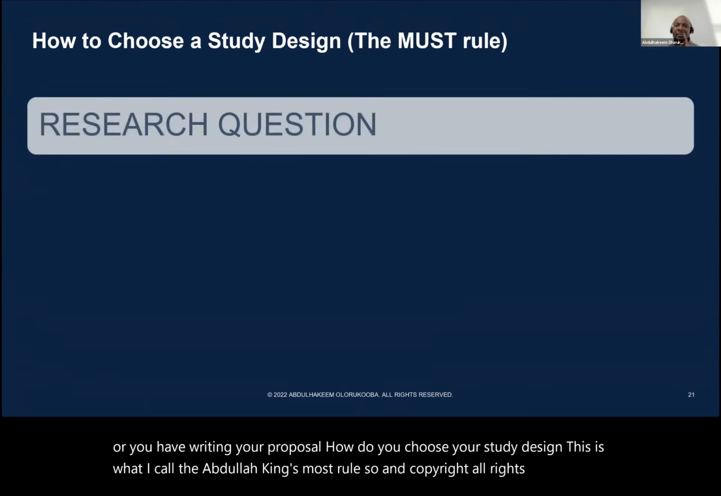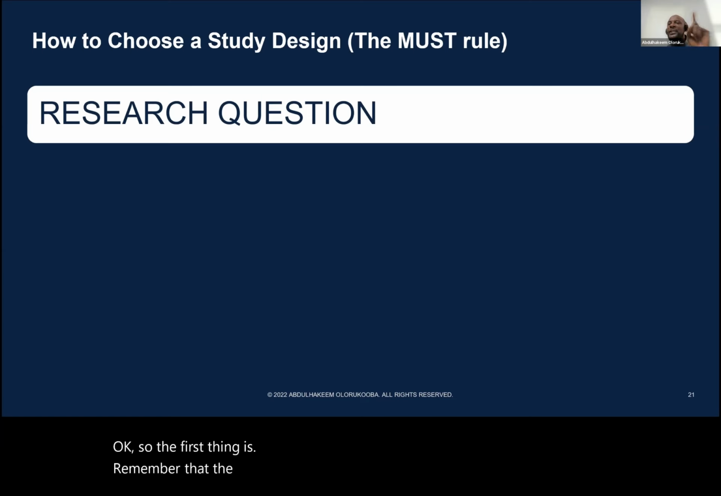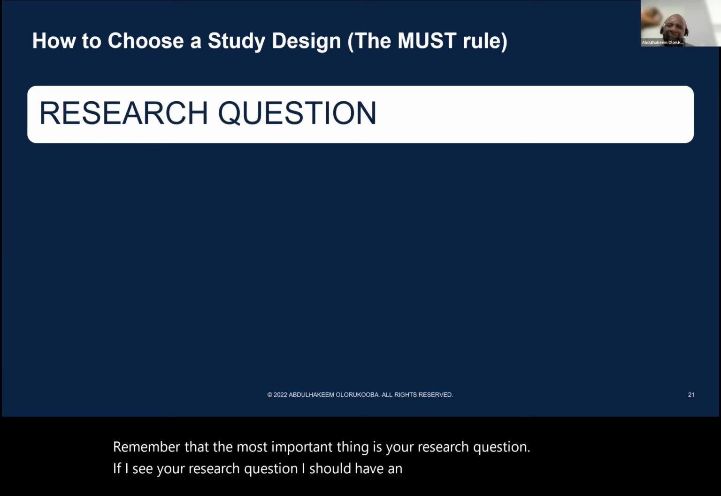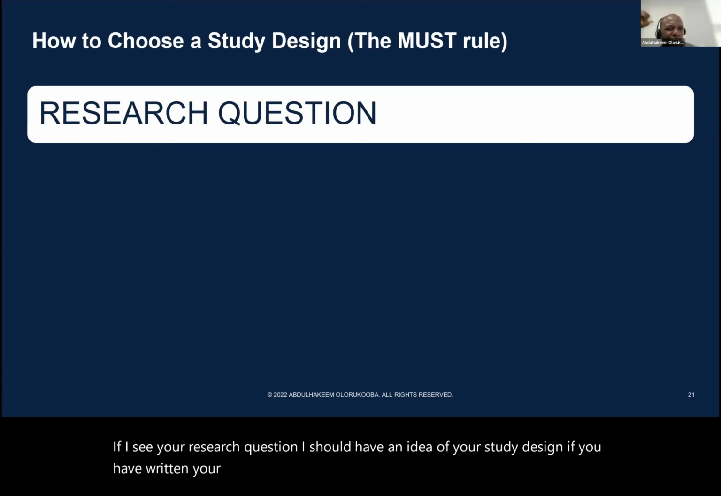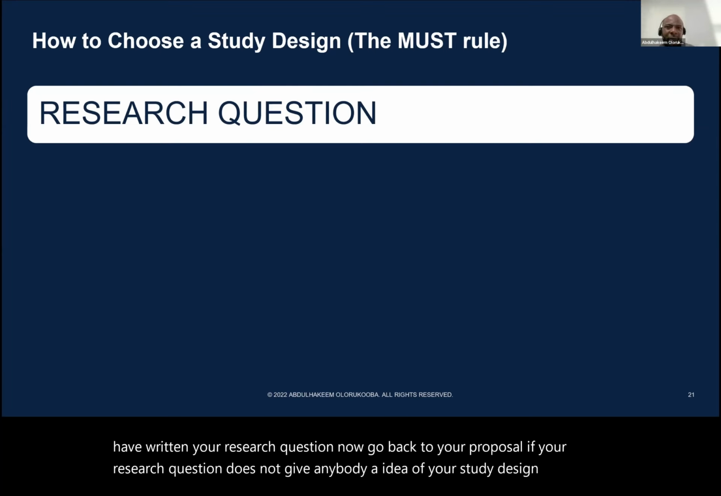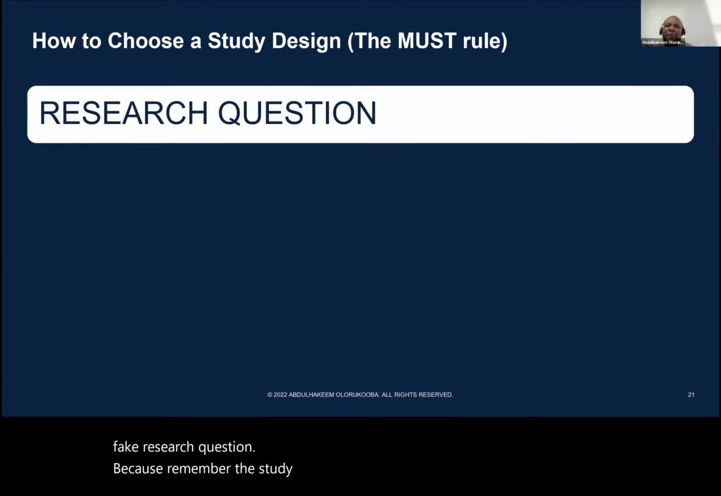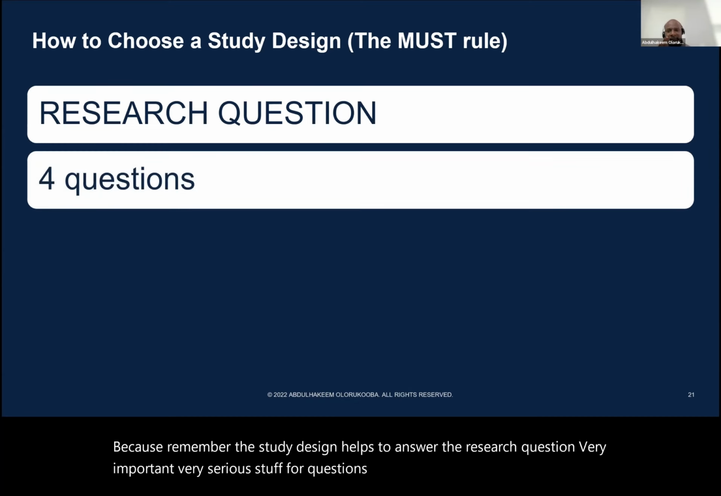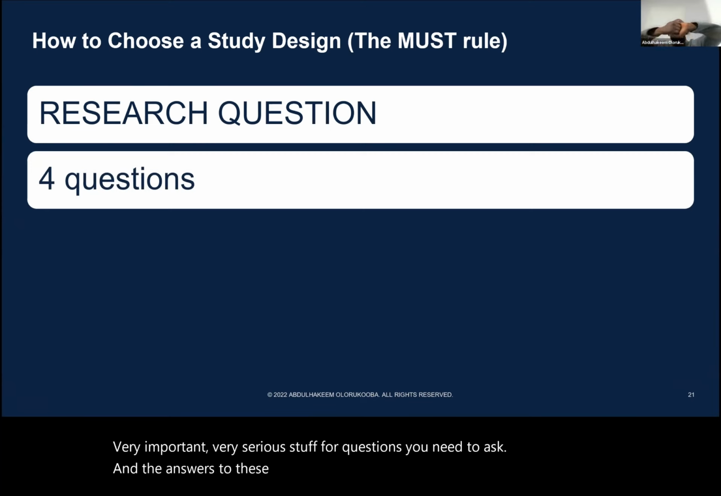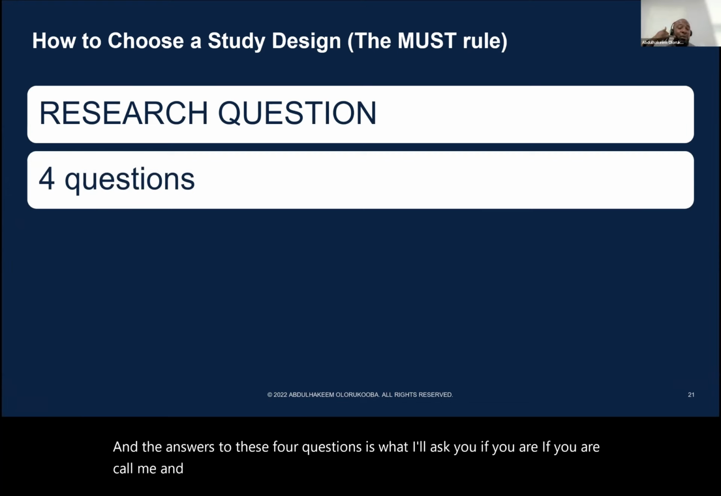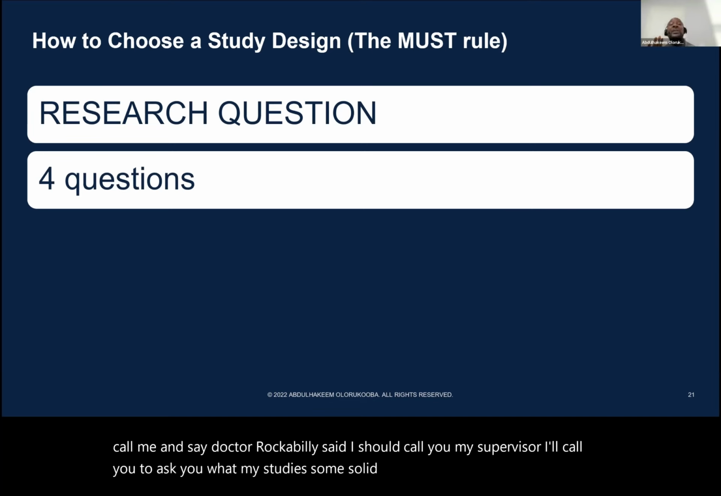Okay, so the first thing is, remember that the most important thing is your research question. If I see your research question, I should have an idea of your study design. If you have written your research question now, go back to your proposal. If your research question does not give anybody an idea of your study design, that's a fake research question. Because remember, the study design helps to answer the research question. Very important, very serious stuff. 4 questions you need to ask. And the answers to these 4 questions is what I'll ask you if you call me and say, Dr. Rokoba, they say I should call you, my supervisor, to ask you what my study design is. These are the same 4 questions I'll ask you.